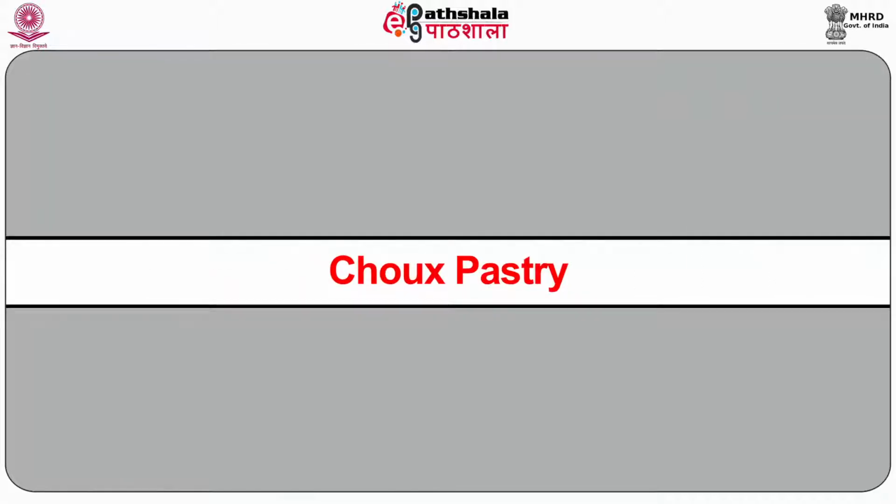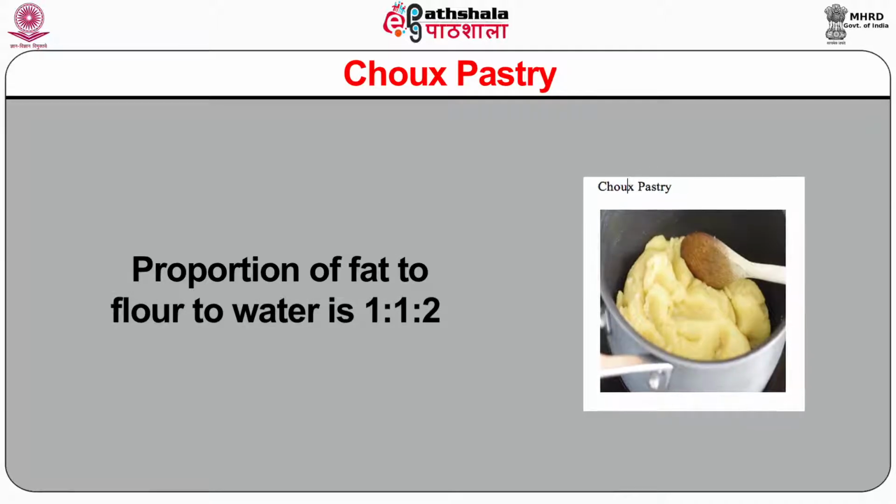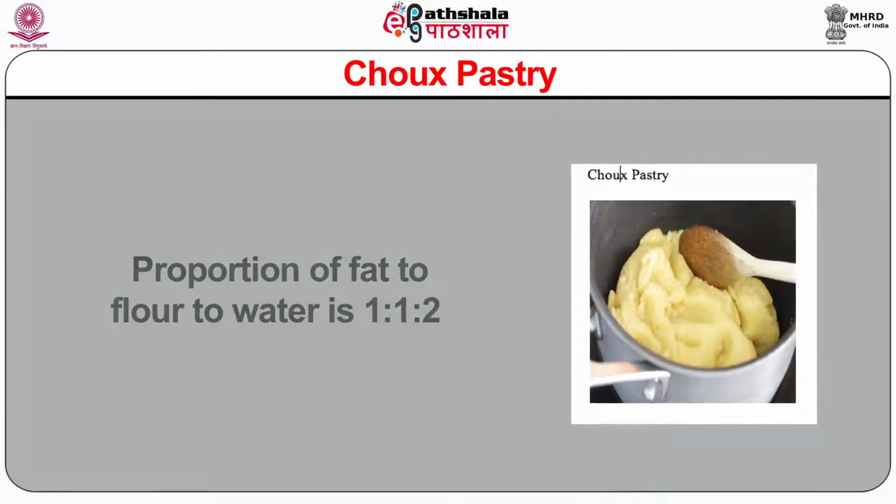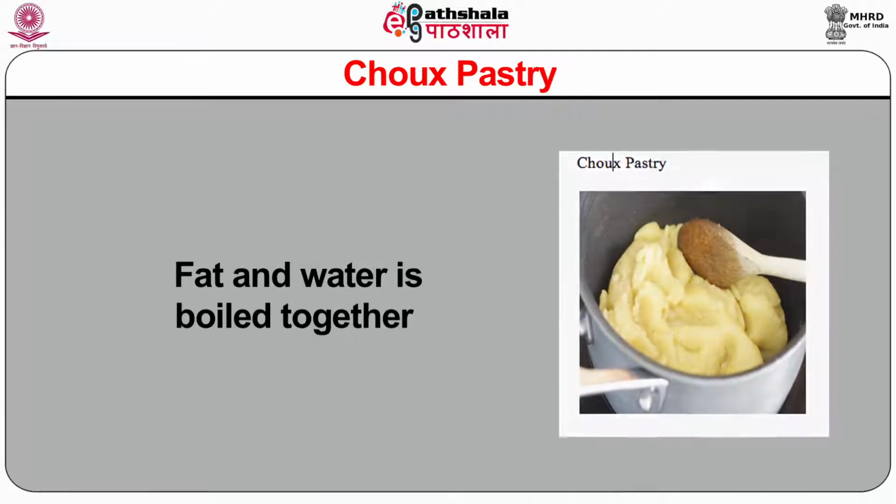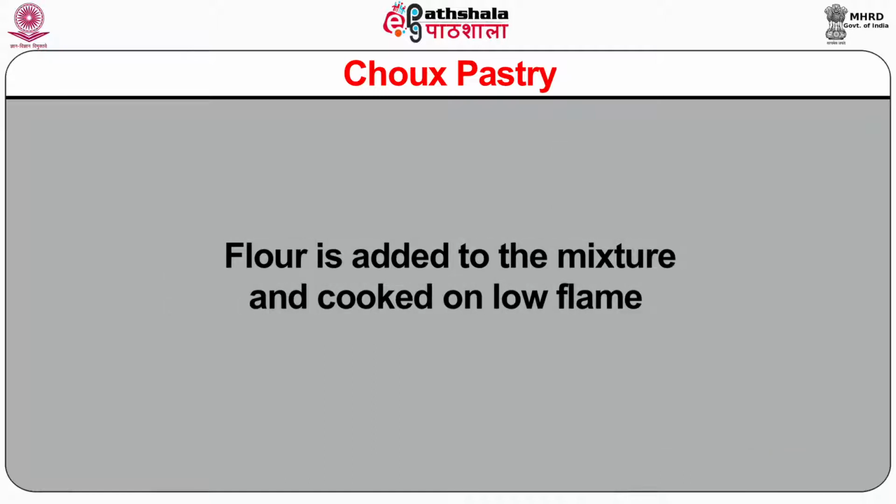Choux pastry. Proportion of fat to flour to water is 1:1:2. Fat and water is boiled together. Flour is added to the mixture and cooked on low flame. It is then removed from the flame and eggs are added gradually to the mixture until it reaches dropping consistency. It is then piped onto a baking tray and baked immediately.